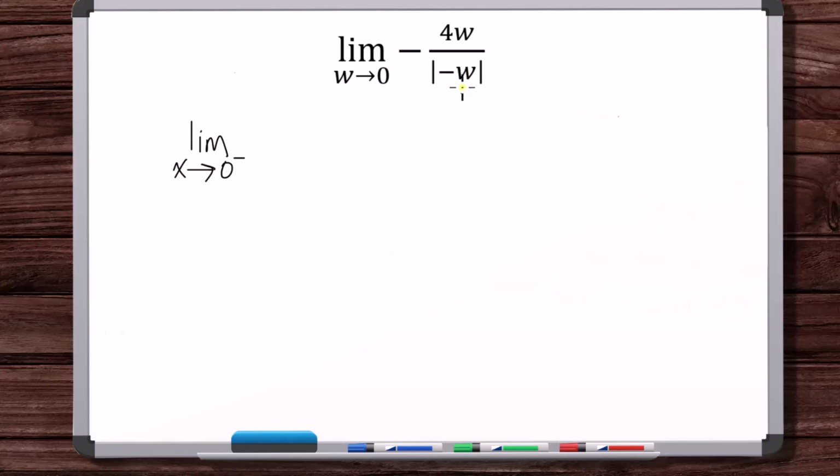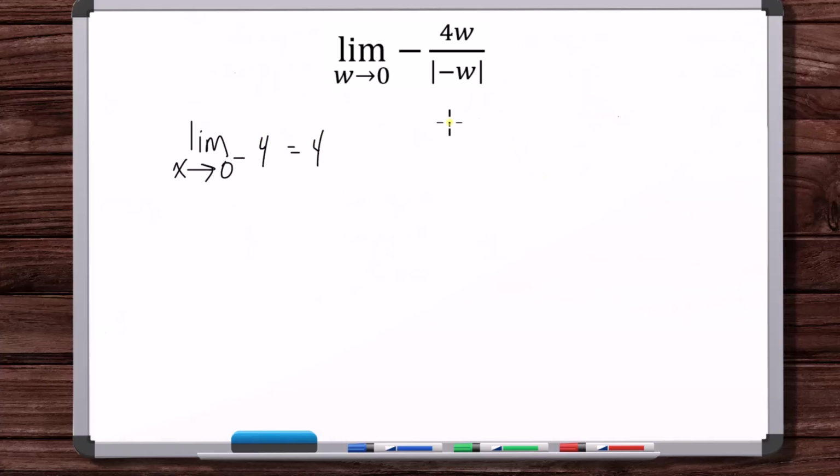If w is always negative, then when you insert a w, you're going to have this negative out front, and so this is going to turn into a positive. So minus w is always positive. So the absolute value of minus w, then we could just remove the absolute value and get this. But now we could bring that minus out front, and we're just left with 4w over w. Okay, these cancel, and we're just left with 4. So this limit is equal to 4.